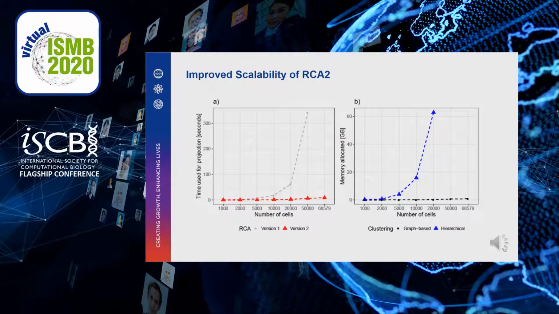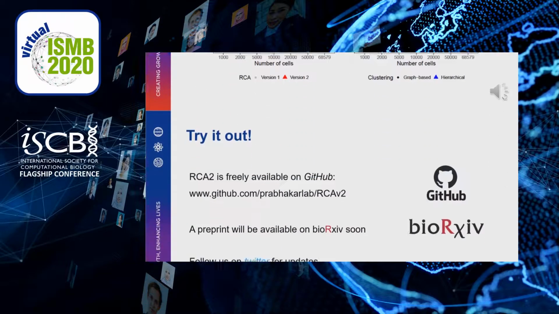Compared to the previous release of RCA, we are much more scalable now. The projection time stays almost constant, even though the number of cells is increasing, as shown in figure A here on the slide. And also the memory allocated by the clustering is much less if we stick to graph-based clustering, which makes the method much more scalable for the future.